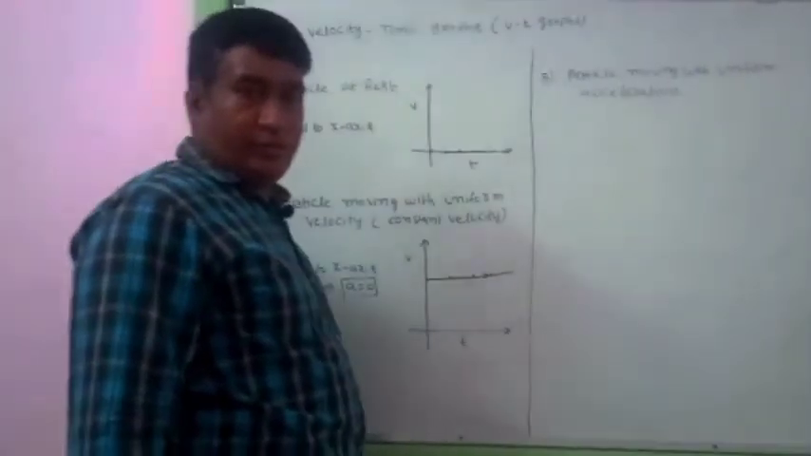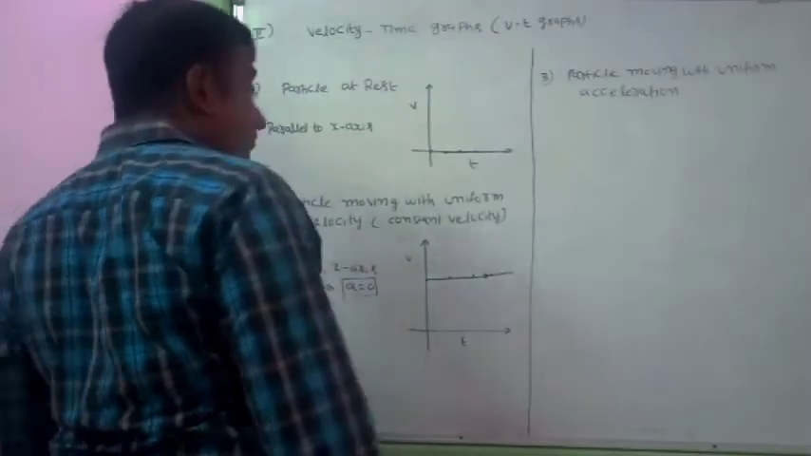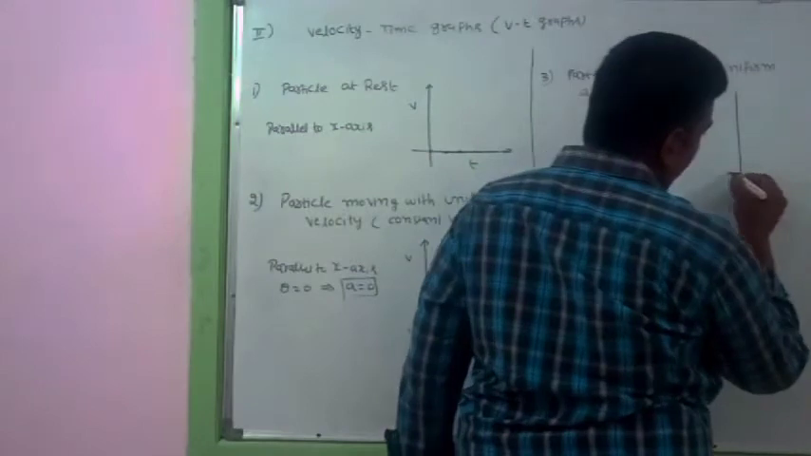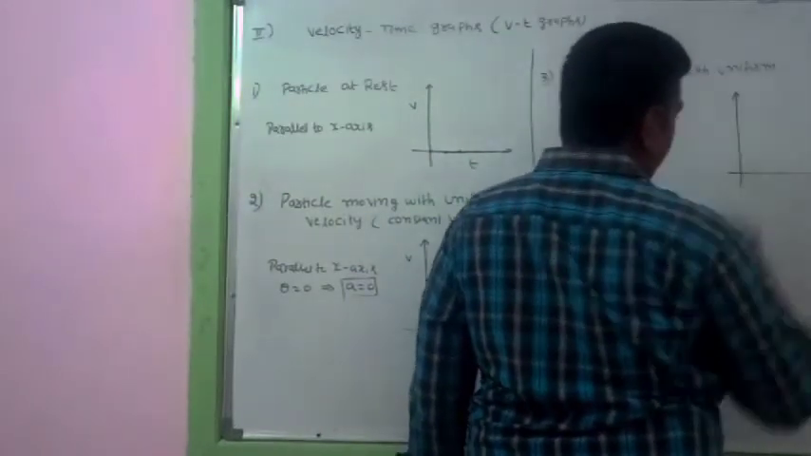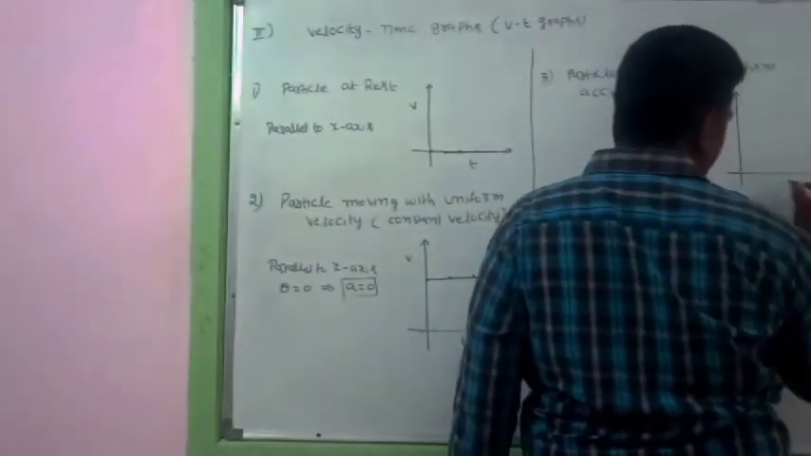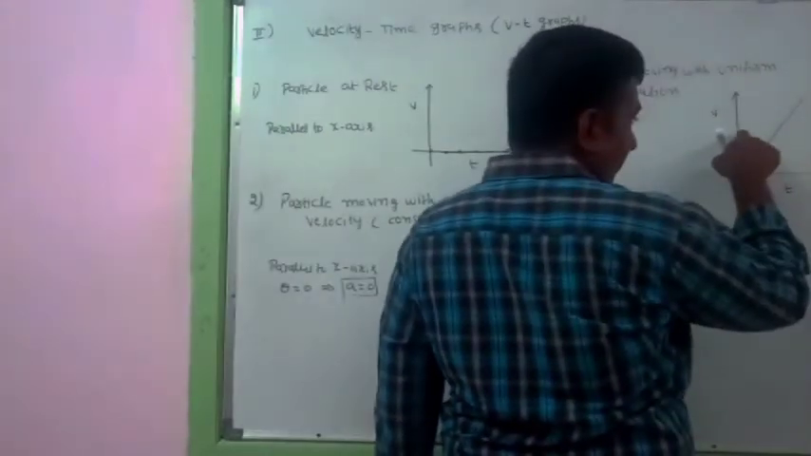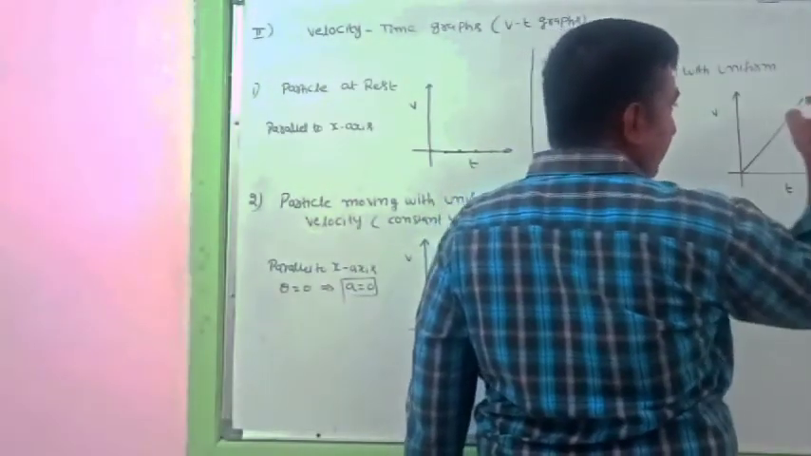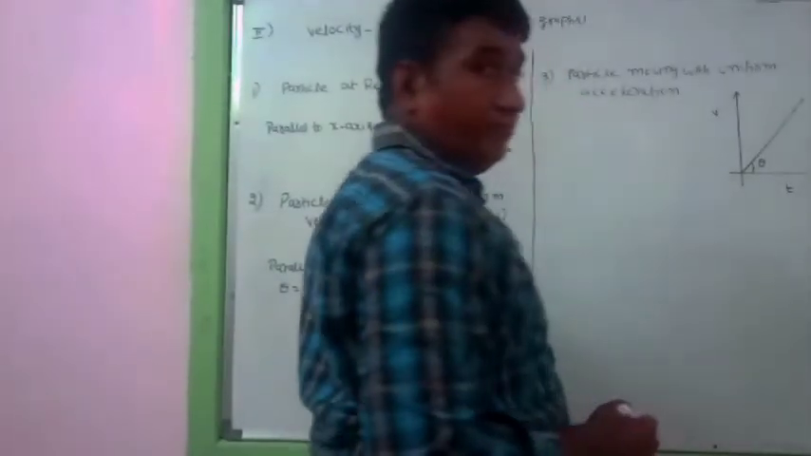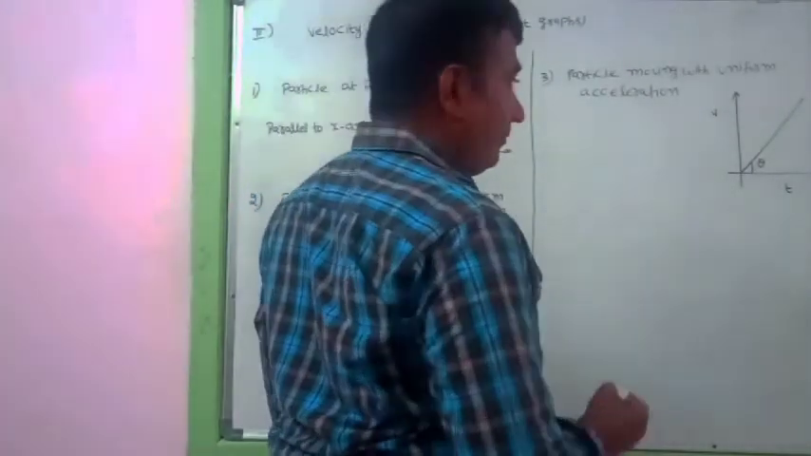In uniform acceleration, what can we tell? Equal change in velocity in equal intervals of time. This is very important. If this is velocity and this is time, then equal change in velocity in equal intervals of time. In such a case, we get this angle theta, and we get the same slope.